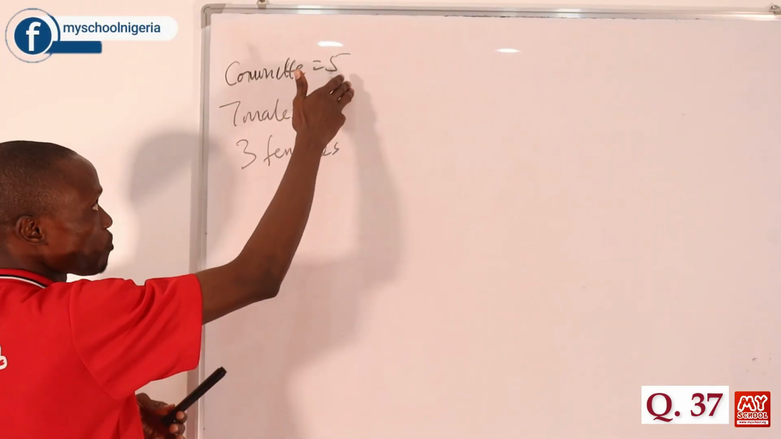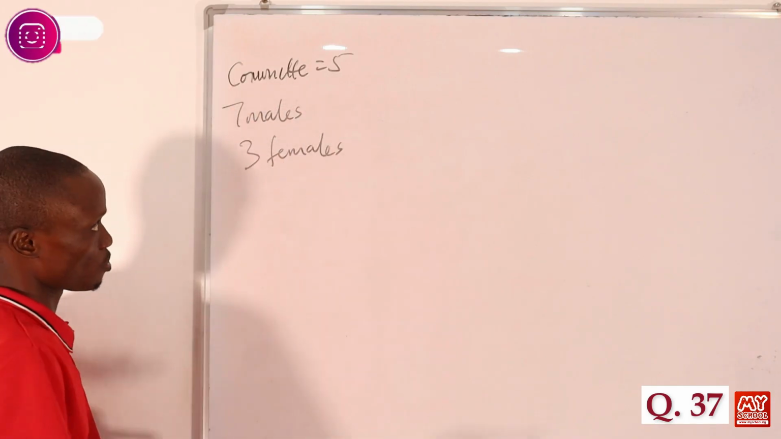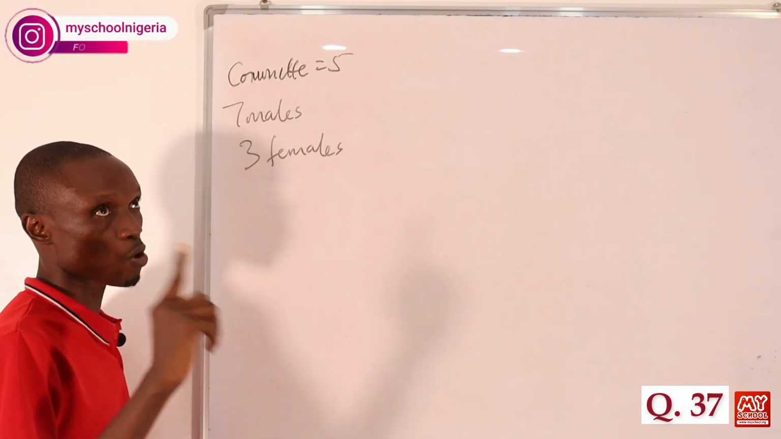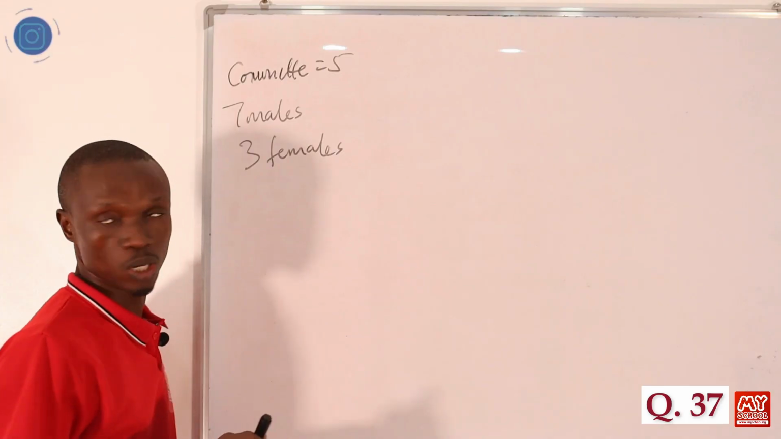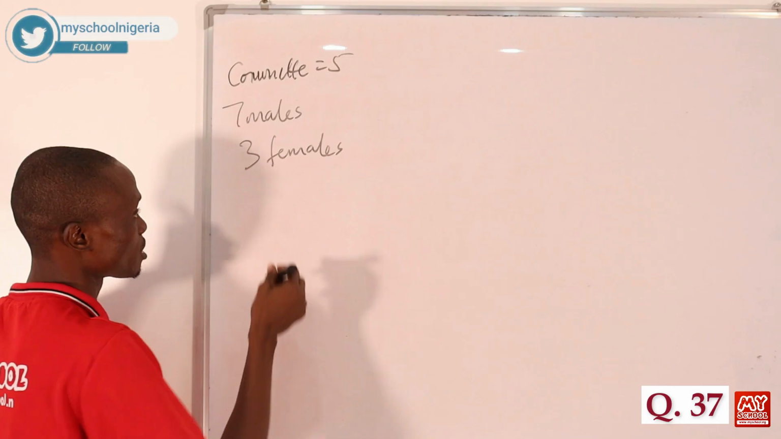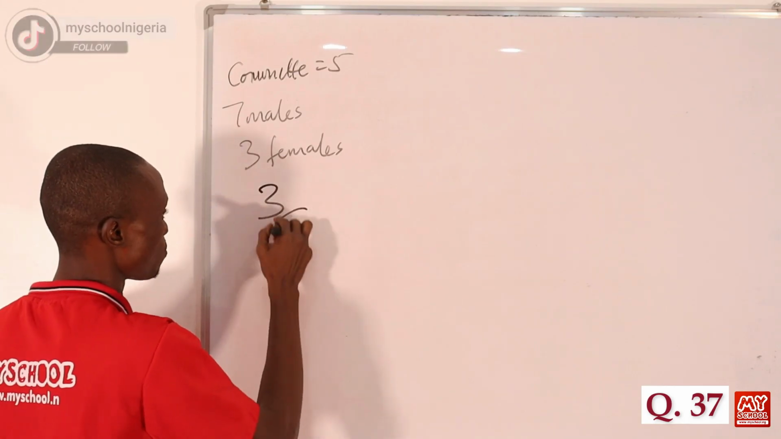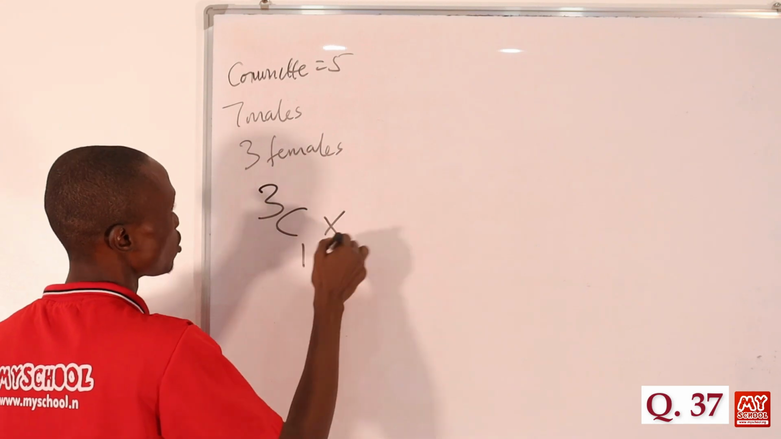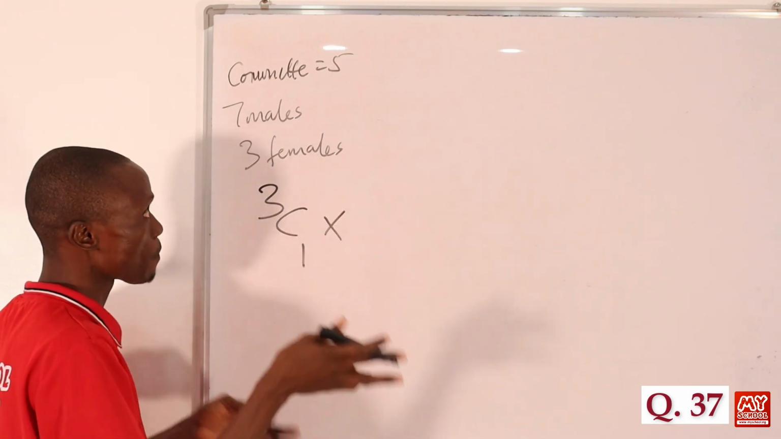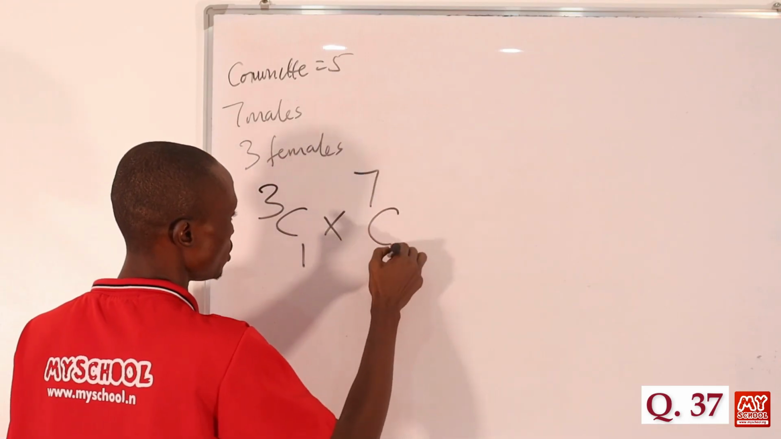So the committee of 5 is selected from 7 males and 3 females. But they said the committee must have 1 female. So in that case, we are going to be selecting 1 female from the 3 females that are available. So we'll be having 3 combination 1, times the remaining 4 members of the committee, which will be selected from the males. So here we'll be having 7 combination 4.